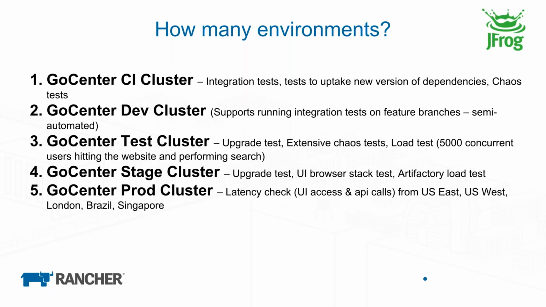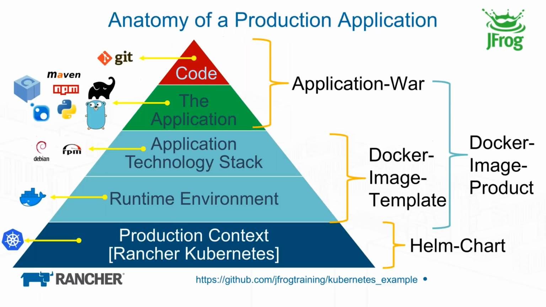So I've done a lot of talking here. I'd like to get to the demo. So I'm just going to quickly talk back to our anatomy of the production application. I'm going to show you 4 Jenkins pipelines: an application war pipeline, a Docker image template, a Docker image product pipeline, and a Helm chart, just so you can kind of see how most of these practices, not quite all of them, go in production. We'll just quickly look at the code in a couple of places.